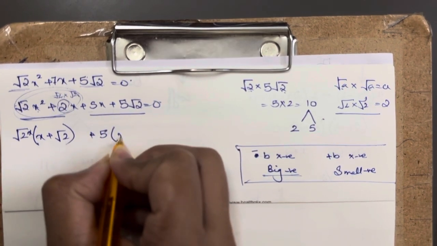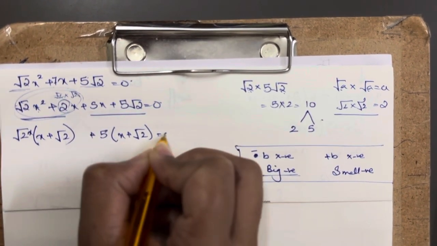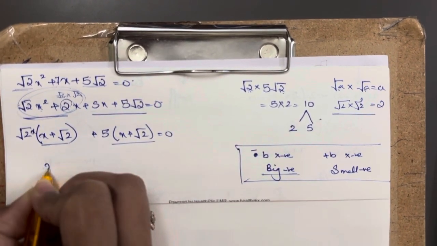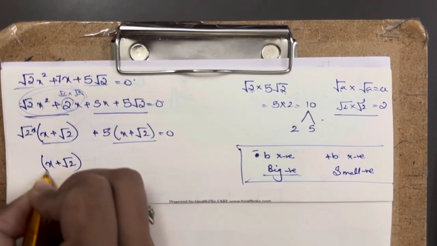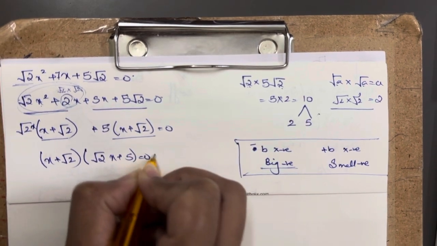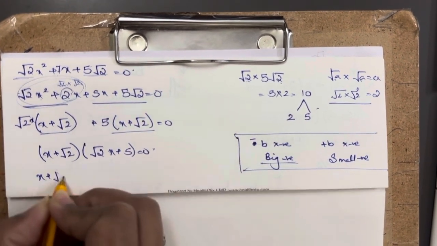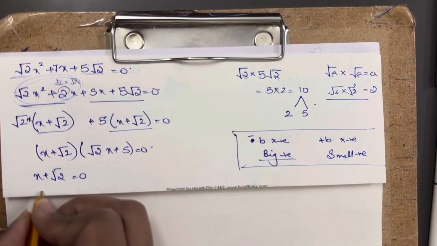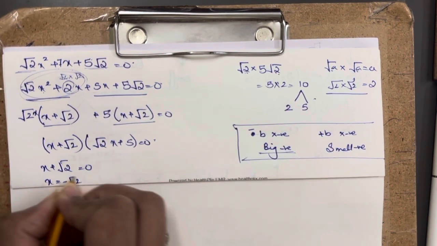So 5 goes out and x plus root 2 is left out for us. So x plus root 2, it's coming twice. Just let's write them once. Root 2x plus 5 is equal to 0. Equating the terms to 0, it becomes x is equal to negative root 2.